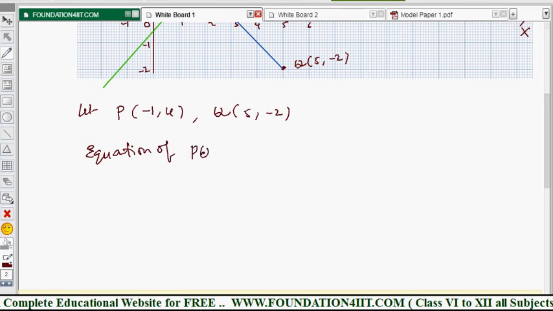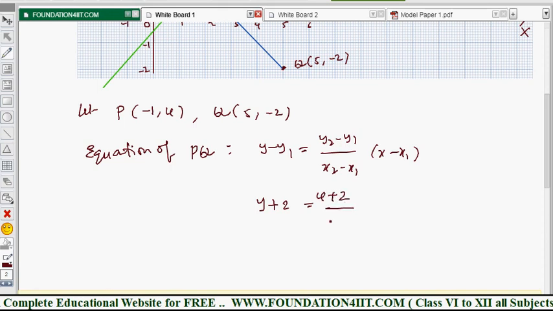So the equation of PQ is given by the formula y minus y1 is equal to (y2 minus y1) by (x2 minus x1) into (x minus x1). So this formula will apply. One is x1 y1, the other is x2 y2. If you take it, then it will become y plus 2 is equal to (4 plus 2) by (x2 minus x1), so minus 1 minus 5, and x minus x1 is 5. You can take one as x1 y1, one as x2 y2.